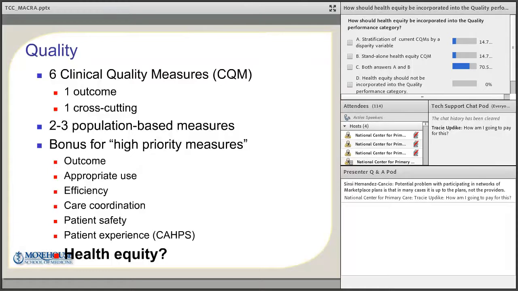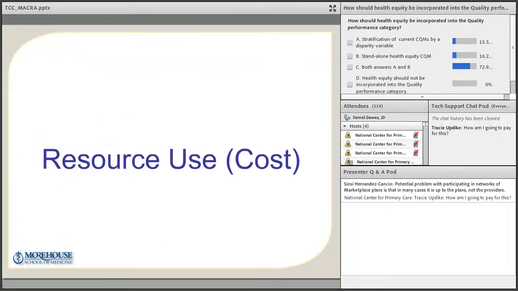All right, thank you, Megan. So let's talk about resource use very quickly. This is the one that is scored at 10% in the first year, but then it will increase in subsequent years to about 30%. And this is where they're going to look at Medicare spending per beneficiary.